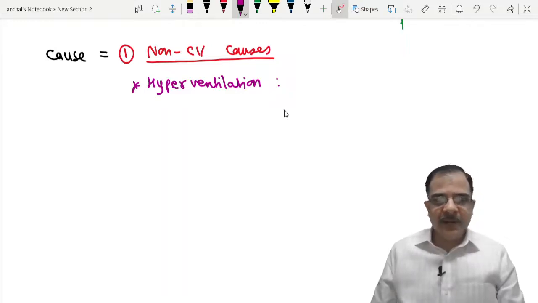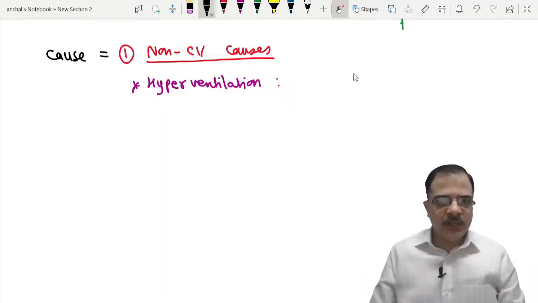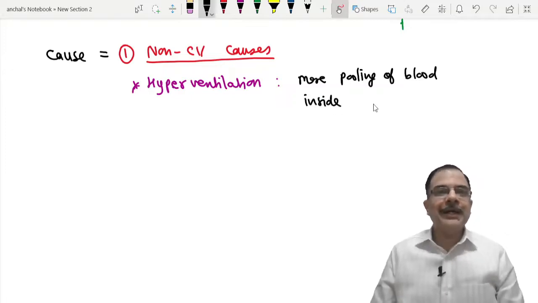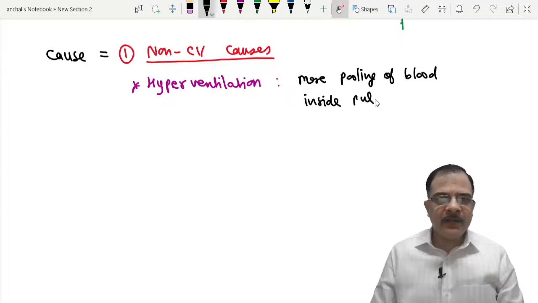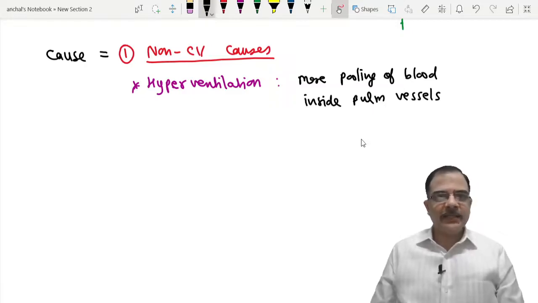Now hyperventilation. So why hyperventilation? Because during hyperventilation there is a negative intrathoracic pressure, so there is more pooling of blood inside the pulmonary vessels.